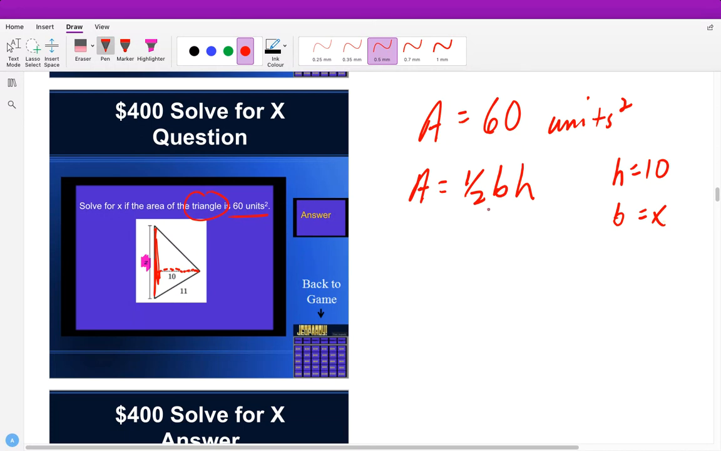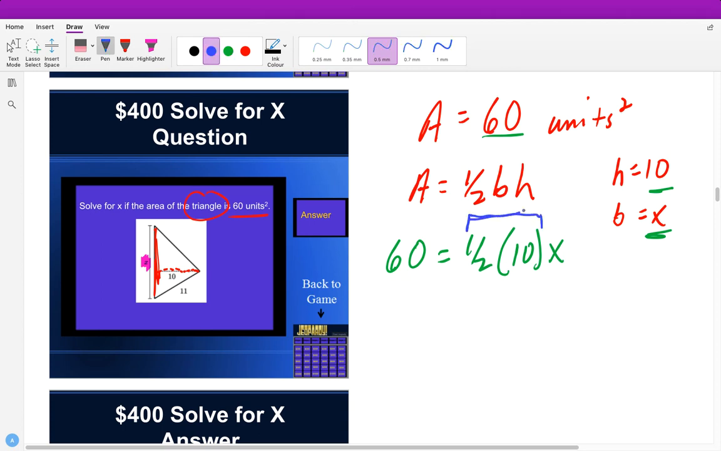So I'm going to substitute what I know. So my area is equal to 60. So it'll be 60 is equal to 1/2. My base is x. My height is 10. So 1/2 of 10 times x. I will simplify this side first. So 1/2 times 10 is 5. So 60 is equal to 5x.